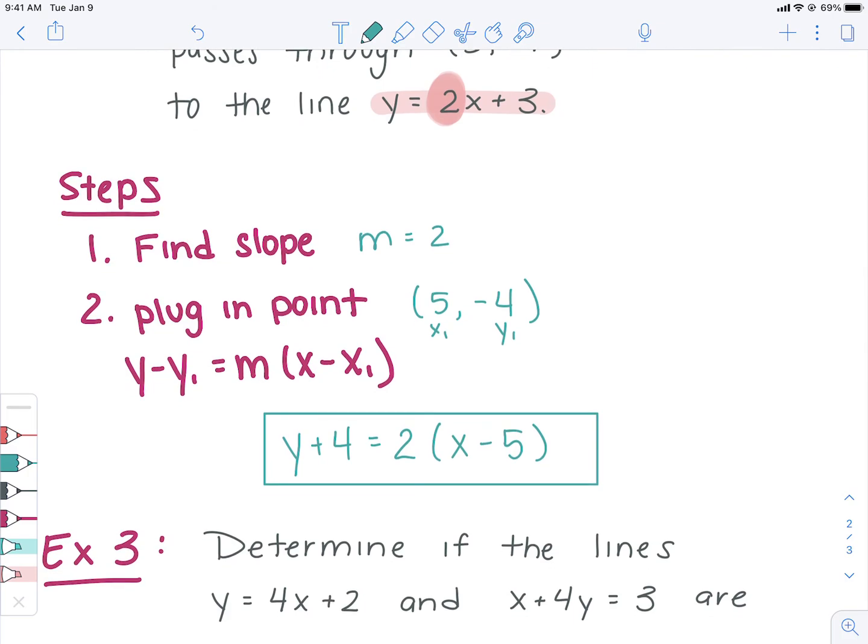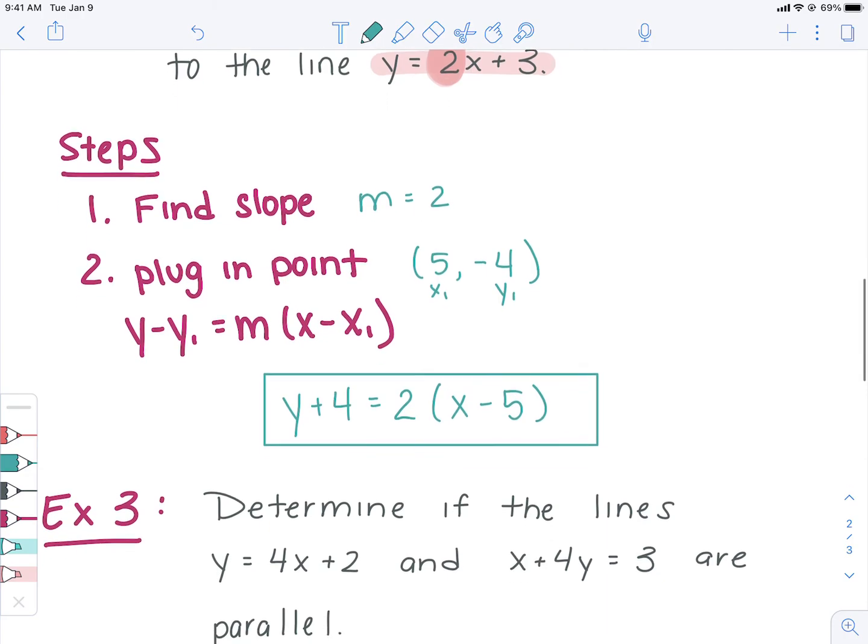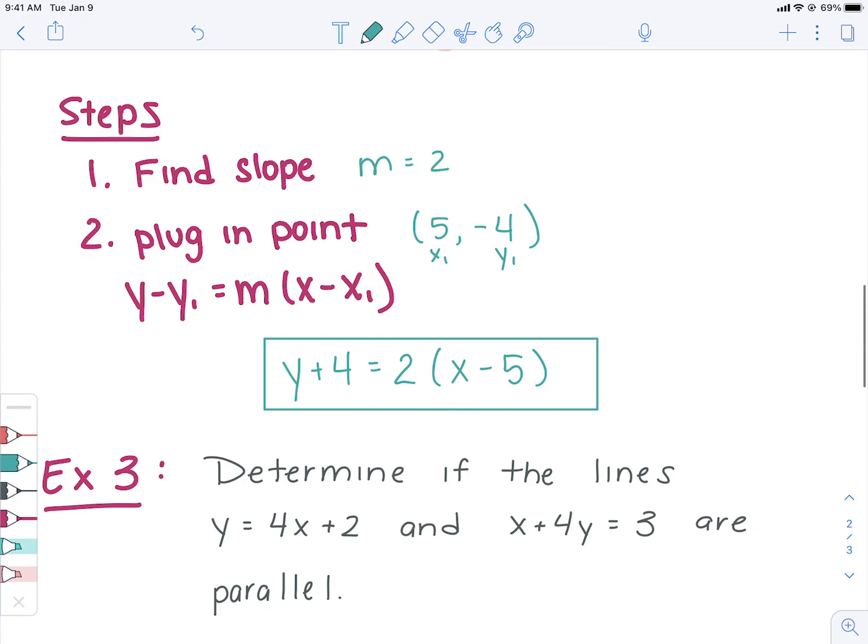We could also give you 2 equations of lines and ask you to decide if they were parallel. So before, the first example gave us pictures of graphs. We found the slopes from the graphs. Here they're just giving us 2 equations of lines. They're saying determine if the lines y equals 4x plus 2, and x plus 4y equals 3 are parallel.